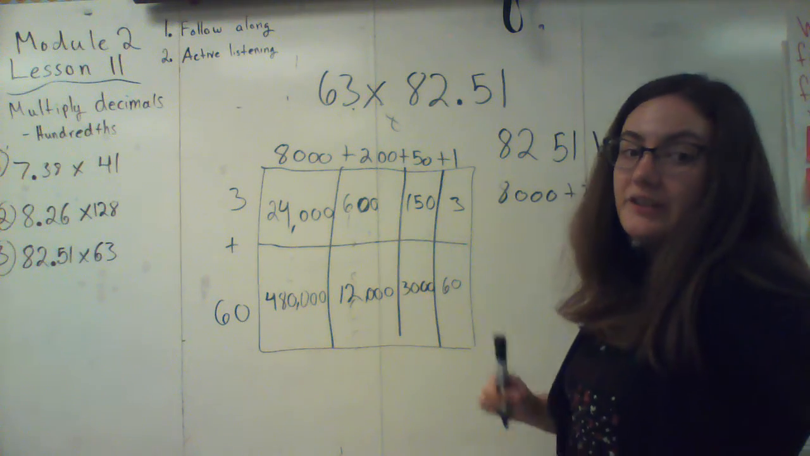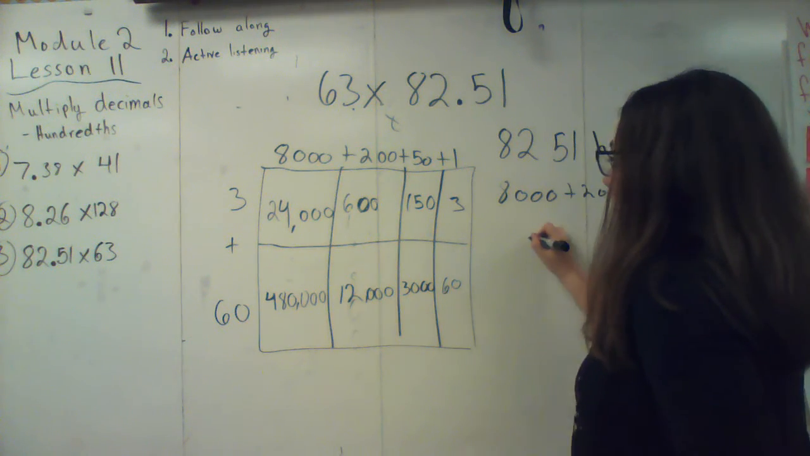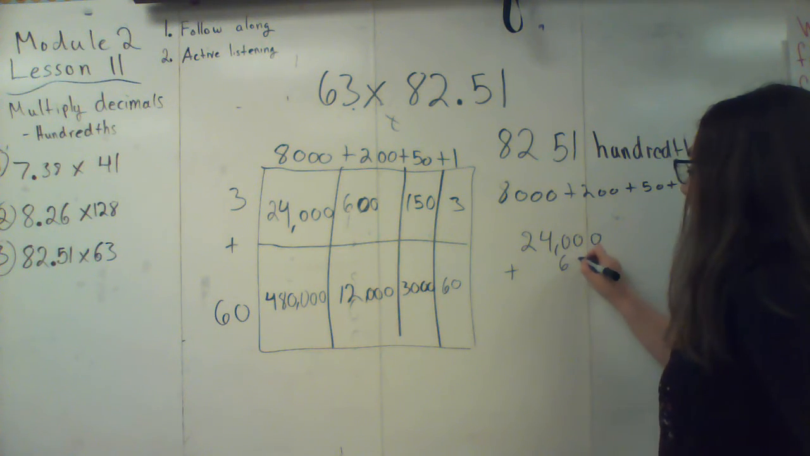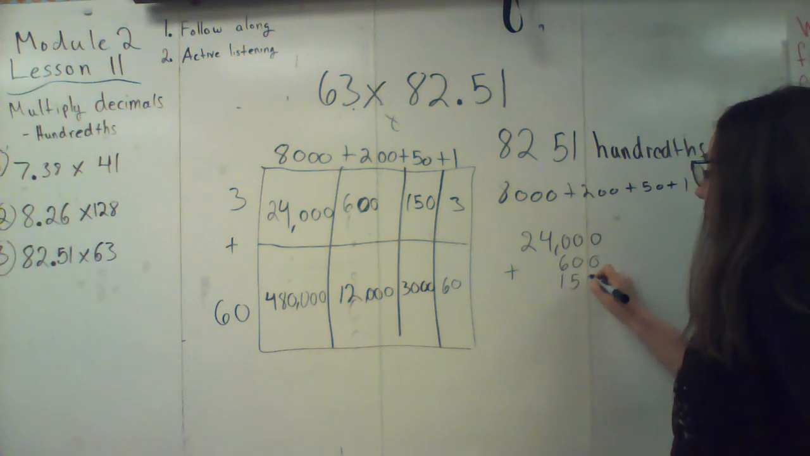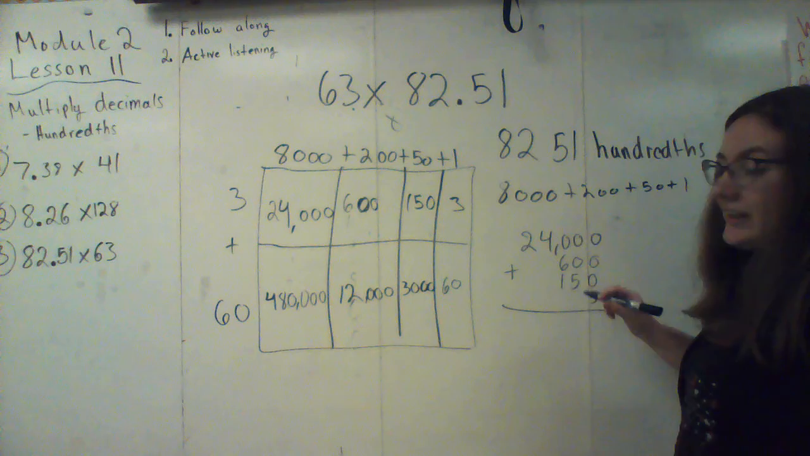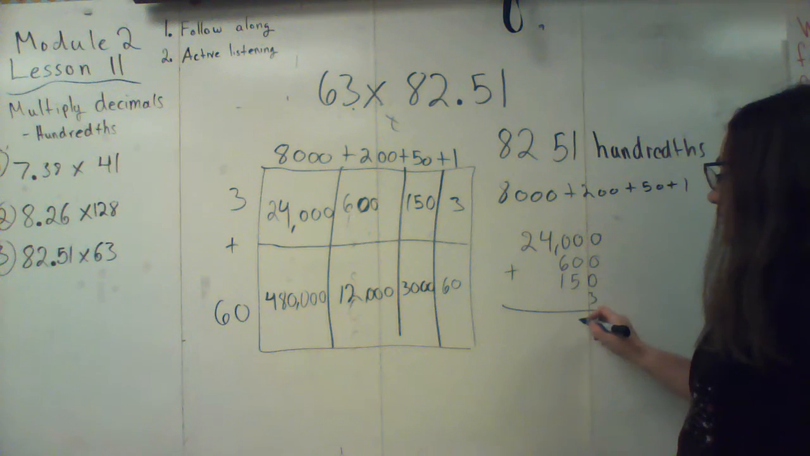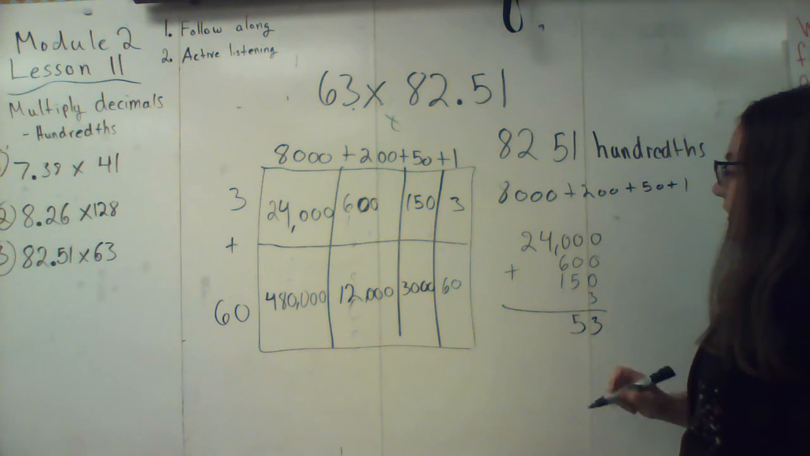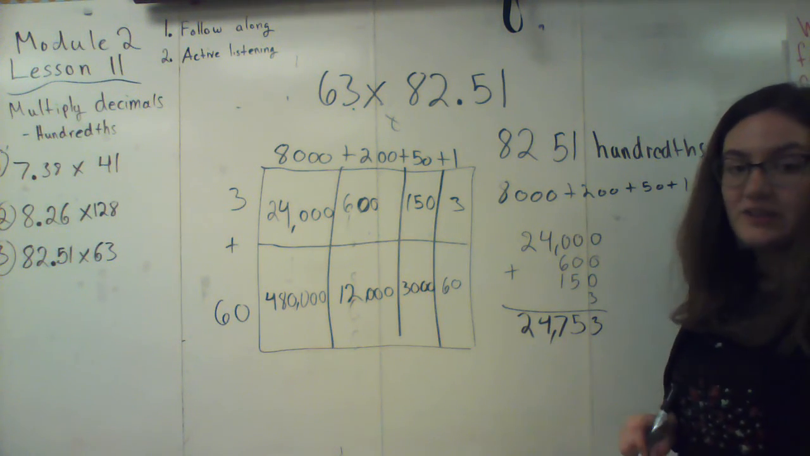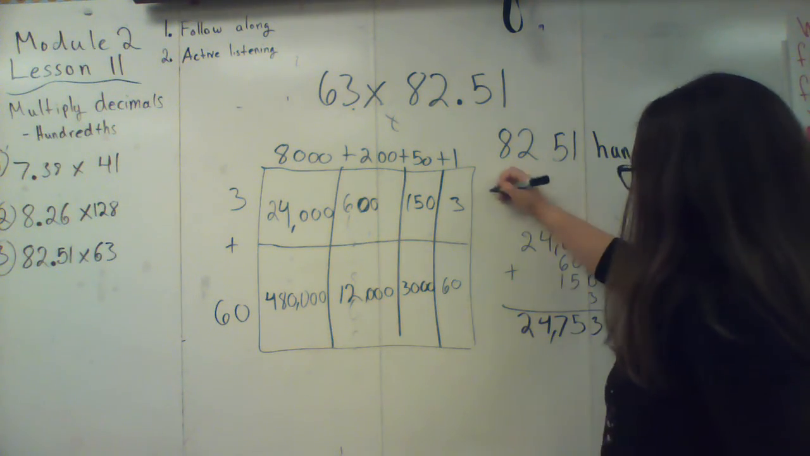And I now need to add up to find my partial products. So I'm going to take these four numbers right here and start adding them. So I have 24,000 plus 600, 150, and 3. Again, it is very, very important that your place values line up. I go ahead and add 0 plus 3 is 3, 0 plus 5 is 5, 0 plus 6 plus 1 is 7, 4, and 2. So my first partial product is 24,753. So I'm going to erase what I have right here and write that.